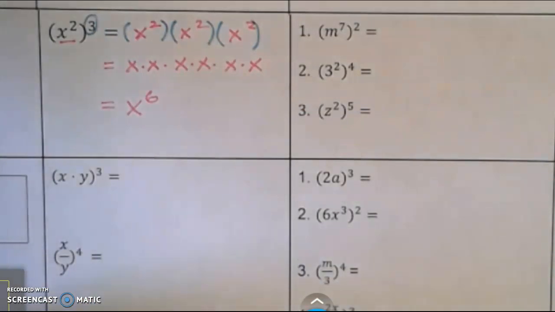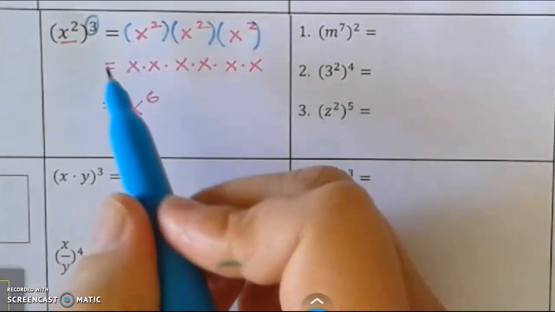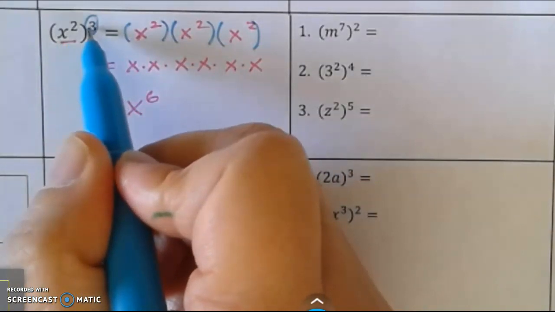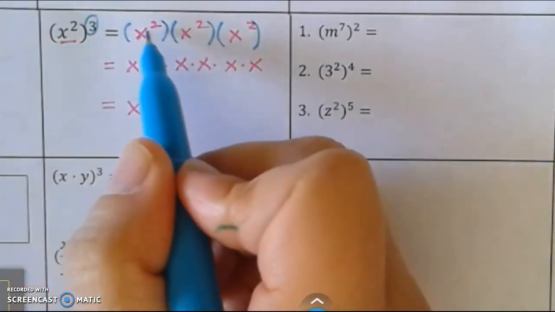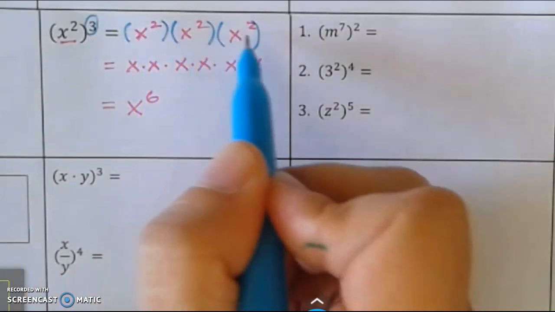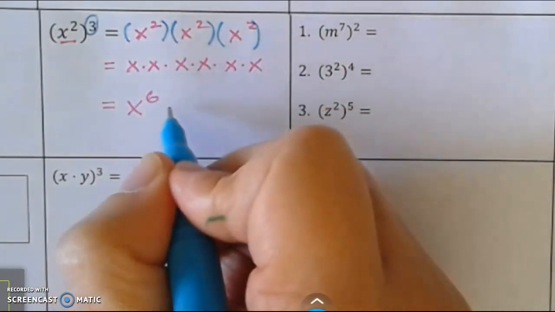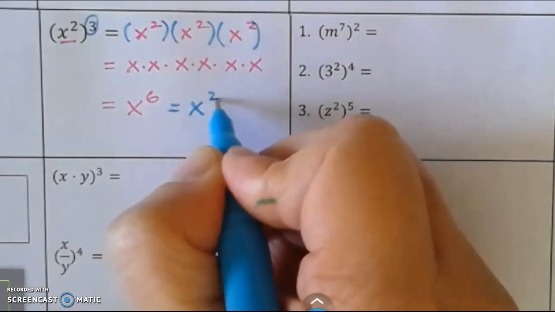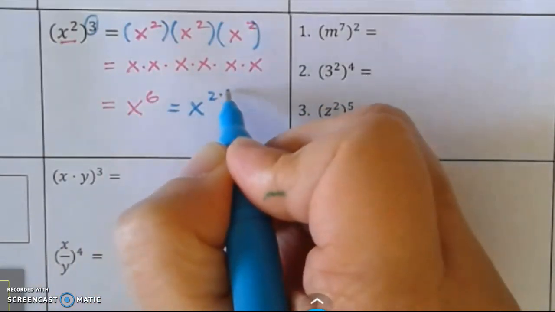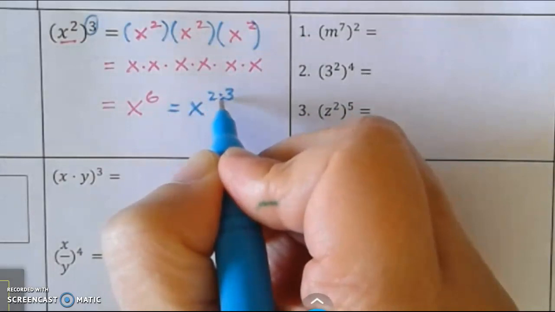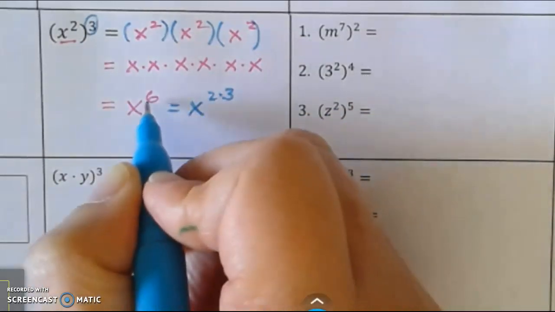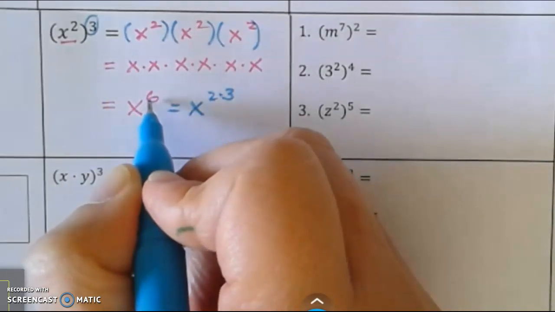But let's think about this. Is there another way to think about this? X squared all raised to the power of 3 means x squared is being multiplied 3 times. So we can think of this as x to the power of 2 times 3. Which is the same as 2 times 3, which is 6. That's how the 6 came about.